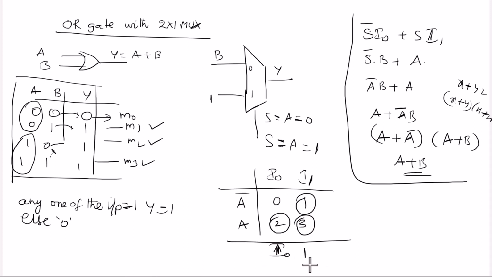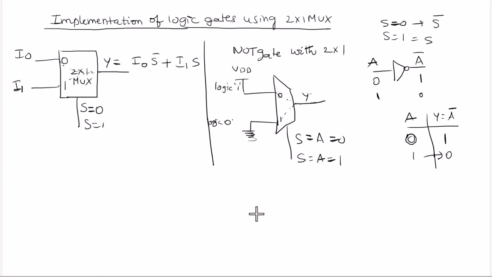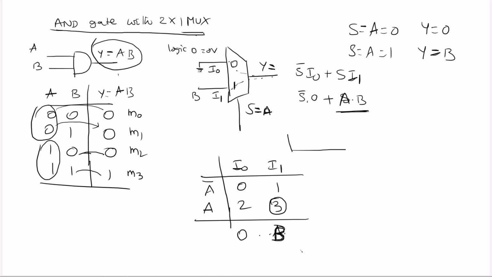So from this diagram you can implement this is I0. Here I0 is equal to B. So I0 is equal to B, you can get it here, because I have already used A bar, so the other term is B. You can write B bar, and it is 1. In this way also you can easily design the OR gate with the 2 to 1 MUX, as simple as that. So we have already completed the NOT gate, AND gate, OR gate.